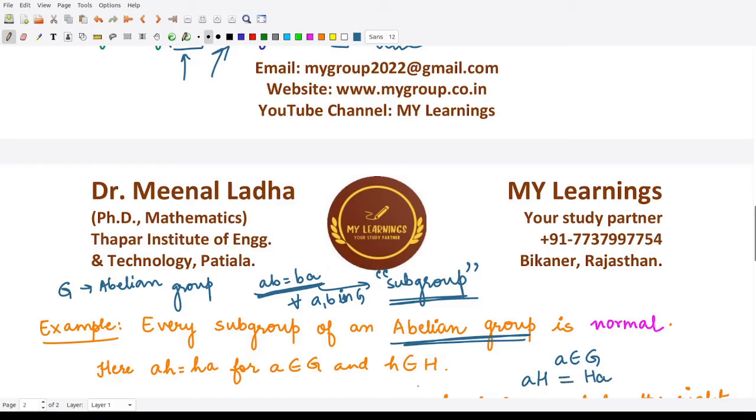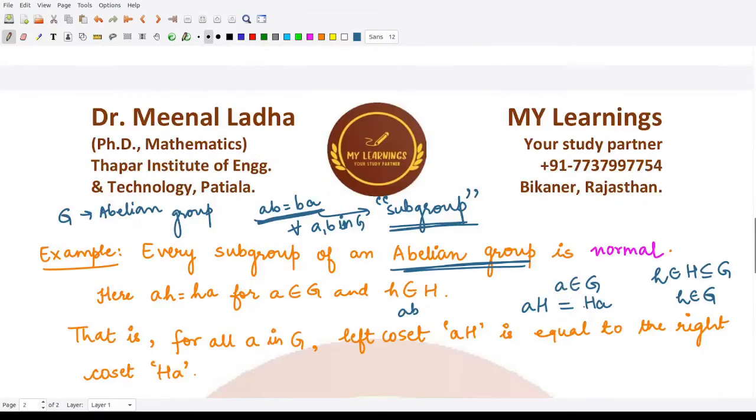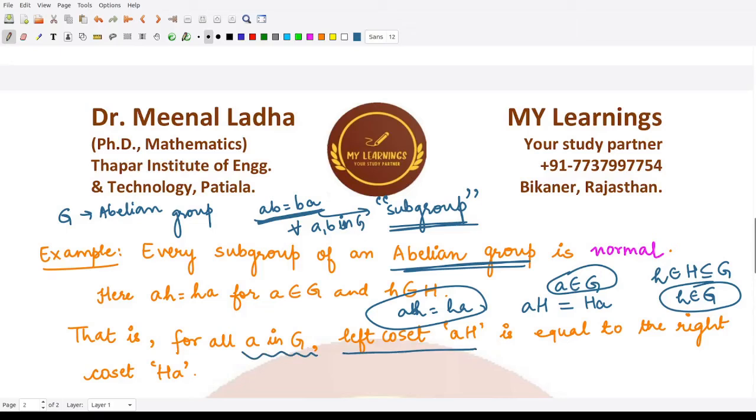Why? Because in this case, suppose we take some element small h from the subgroup capital H. Since H is a subgroup of G, this small h would also be present in G. Now A is present in G, h is present in G, and G is abelian, hence Ah would be equal to hA for all the A's, right? So for all the A's present in the group G, we have the left coset equal to the right coset, and hence all the subgroups here are normal subgroups, right?